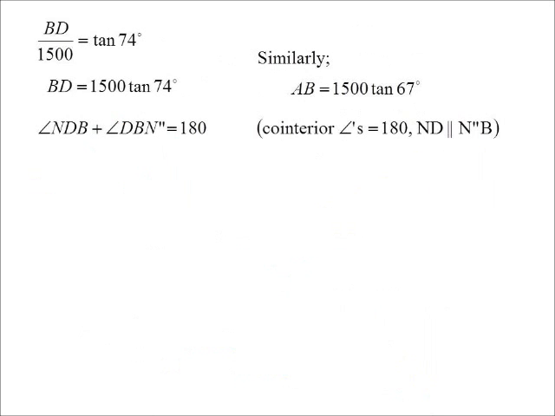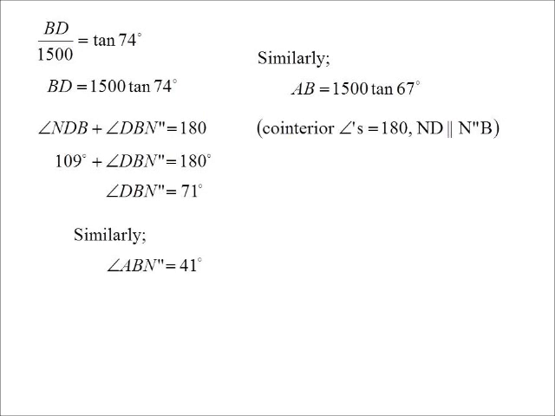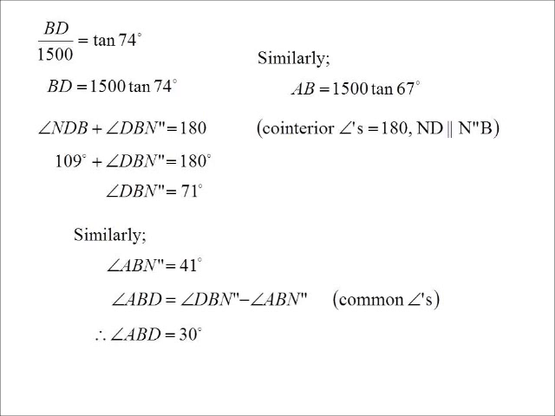Well, NDB plus DB, what I've labelled north double dash, would be 180. We've got co-interior angles, basically. So I know from that DBN double dash is 71 degrees. And I can also work out ABN double dash a similar way, and I'll get 41 degrees. So ABD, well, it is made up of DBN minus ABN. They're all actually the same angle. And so ABD, I can finally work out it's 30 degrees.